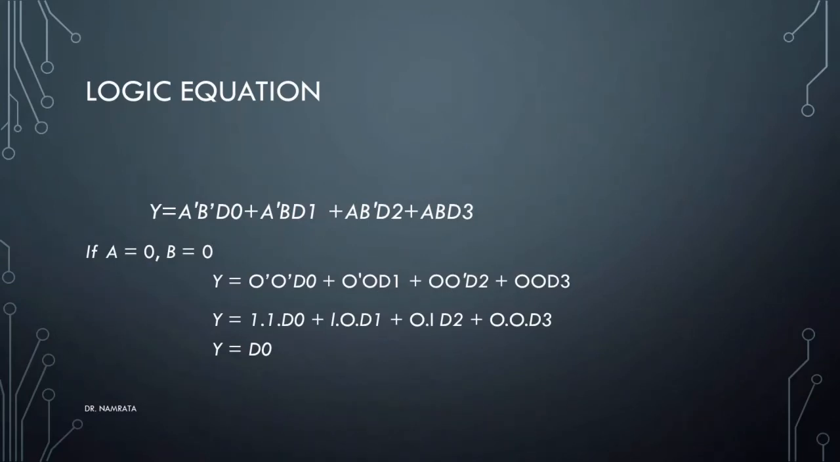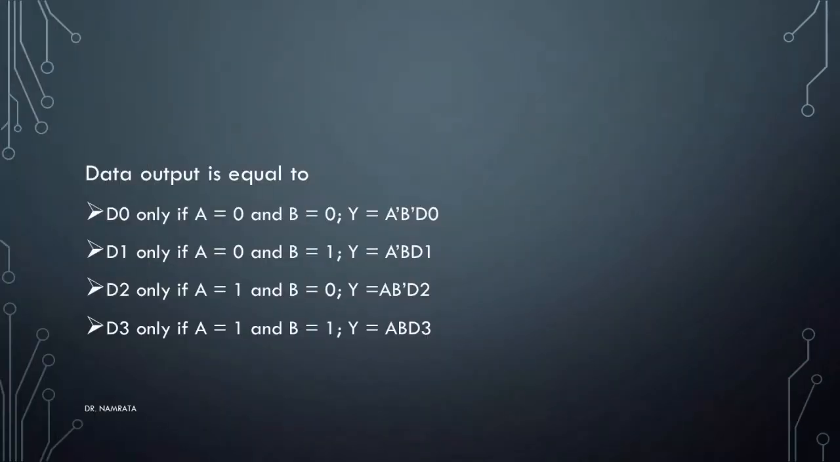If A is equal to 0 and B equal to 0, Y becomes D0. That is, when select lines A and B are both 0, input at D0 is taken to the output. Similarly, when A is equal to 0 and B equal to 1, then input at D1 is taken to the output. At this time, all other AND gates are disabled. Similarly, other inputs at D2 and D3 can be taken to the output. This can be verified from this table also.